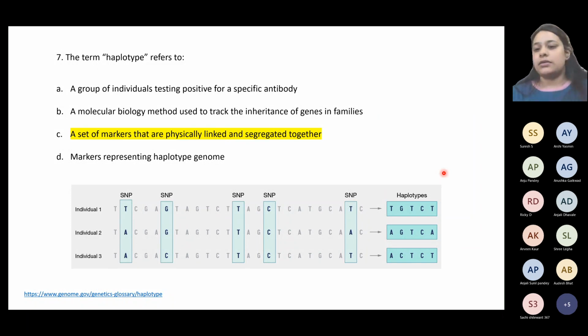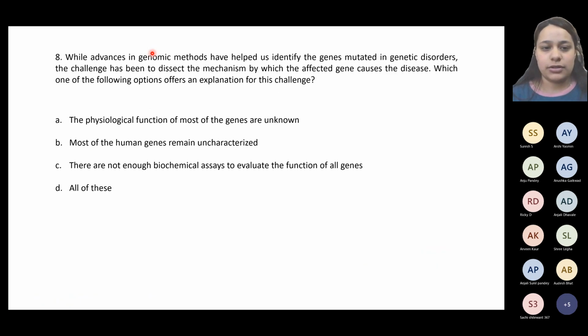Cool. So I hope you got a little more time to go through this illustration, because I find it very relevant to actually understanding what a haplotype is. This is what cleared my concept in the first place, and I was struggling to understand what a haplotype is. So, okay, moving on to the next question.